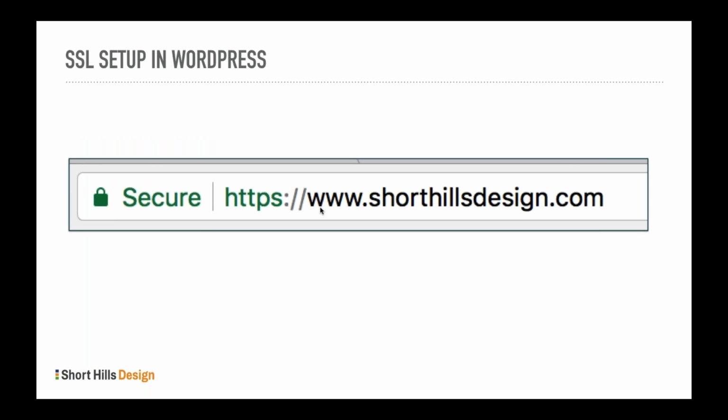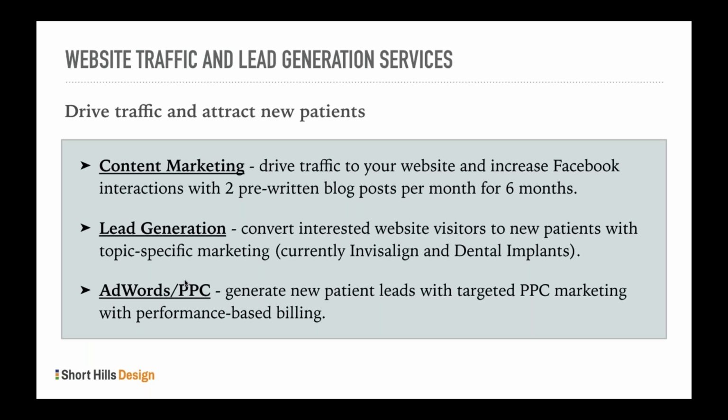Okay, and so again, here's Short Hills Design. This is a real screenshot. For Short Hills, we use a Comodo certificate, a free certificate. So it is showing green, which is good. So that really wraps it up for SSL.